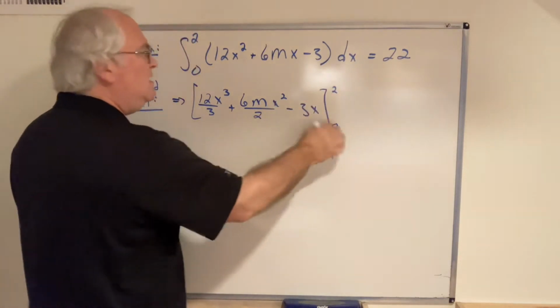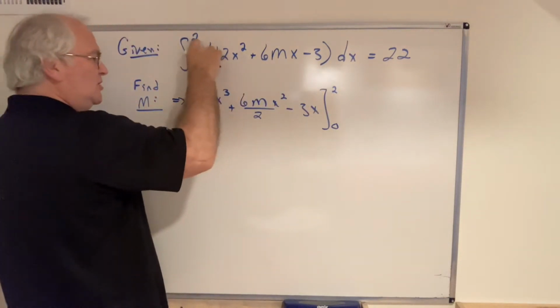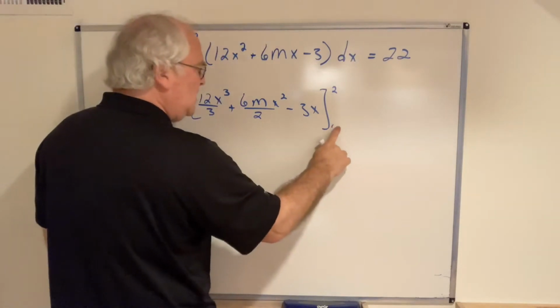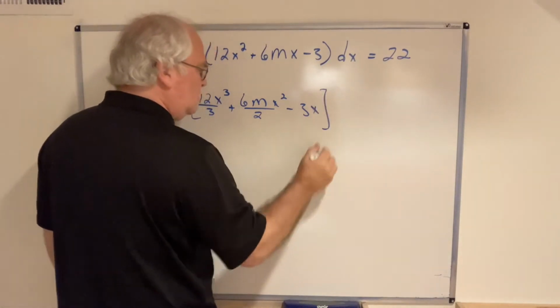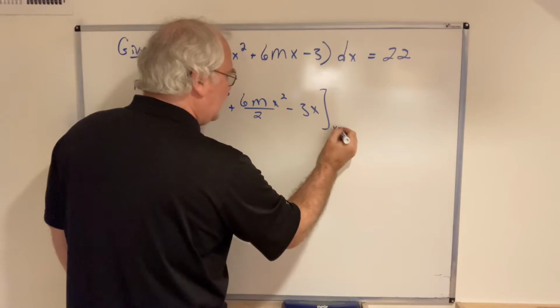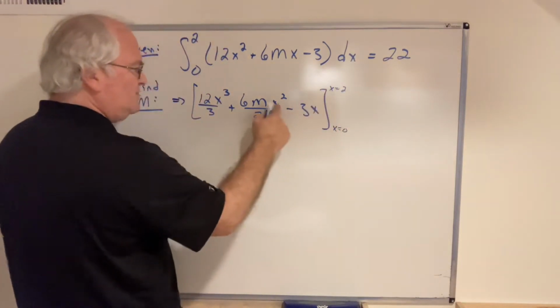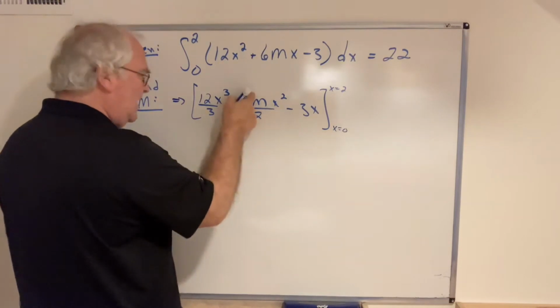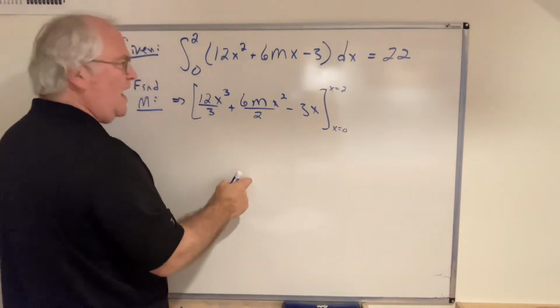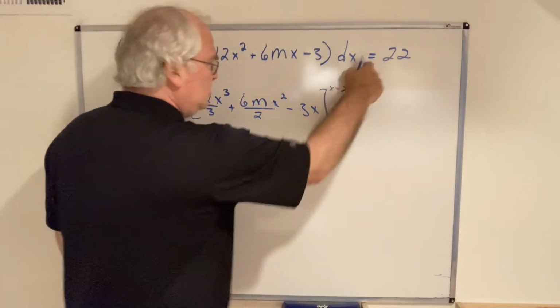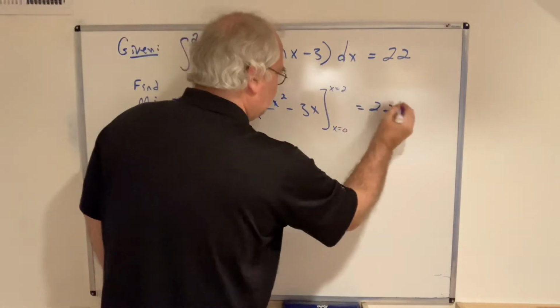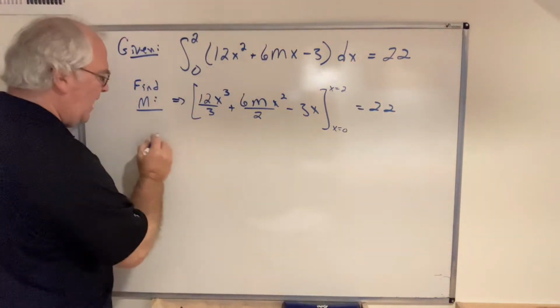Now remember, these limits of integration are x values. Just for emphasis, you don't need to do this, but this is x equals 0 to x equals 2. These values get substituted for the x's, not m. M just comes along for the ride for now. We know this expression is still equal to 22. And so what does that imply?